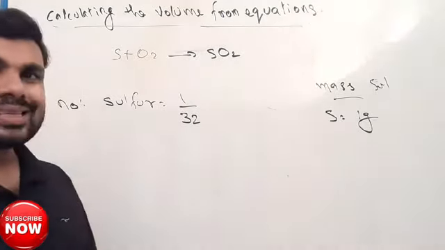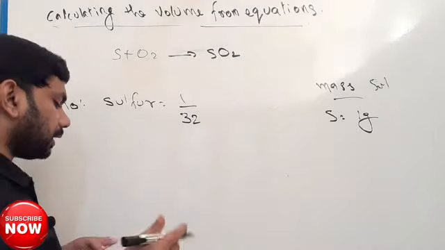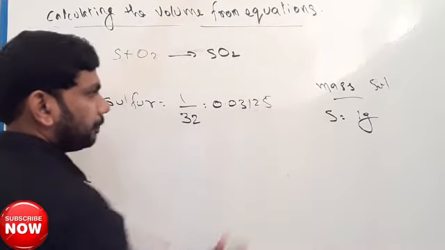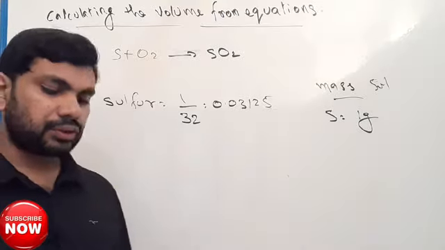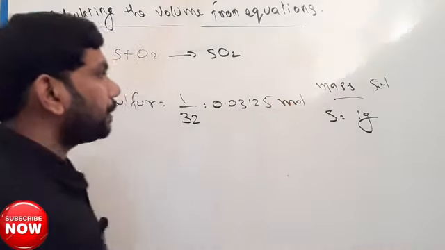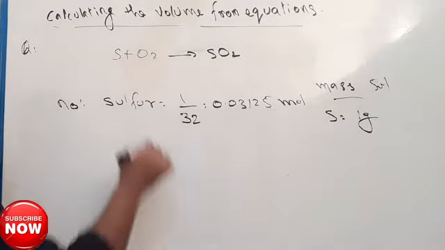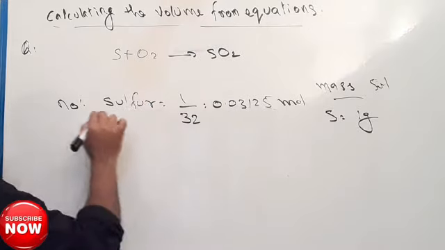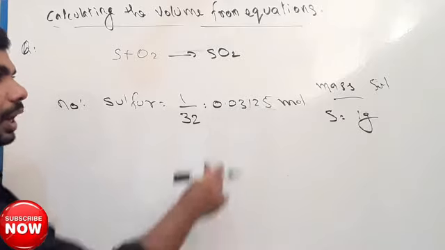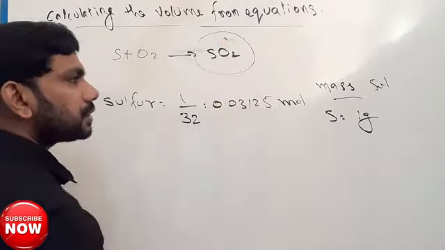When you solve this, you will get 0.03125. So this is the number of moles, 0.03125 moles of sulfur. So look here, 1 gram of sulfur means 0.03125 mole. After burning this much sulfur, how much volume of sulfur dioxide will be formed?